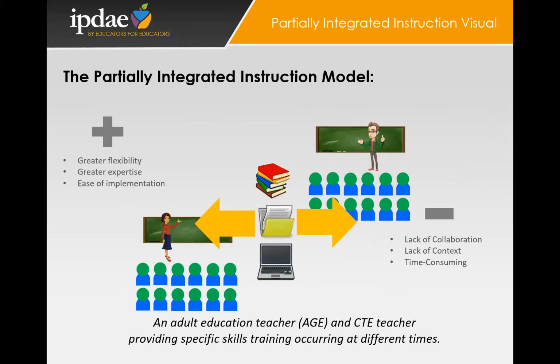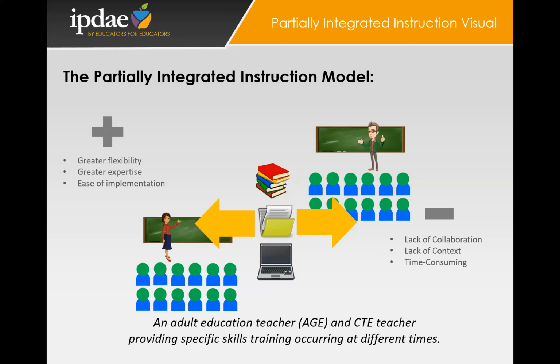Now, let's look at this visual of the partially integrated model. Notice that in this model, an adult education teacher and other qualified individual provide the specific skills training that occurs at different times, right? Like the other model, there are pros and cons. Some of the pros include flexibility. Because the basic skills instruction and occupational training are separated, there is greater flexibility to tailor the program to students' individual needs and learning speeds. And this can be beneficial for students who may need more time to grasp certain basic skills.